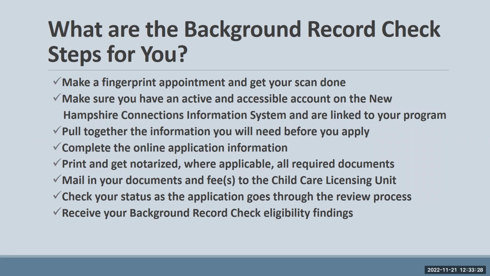Now let's quickly look at the background check record steps for you again. You make a fingerprint appointment, you make sure you have an active and accessible NHCIS account, you pull together the information you need, you complete the online information, you print it, you get it notarized, you mail it in with the appropriate fees, and then you check your status on the application as it goes through the review process, and you receive your background check eligibility findings.